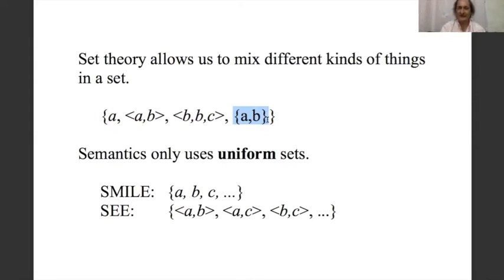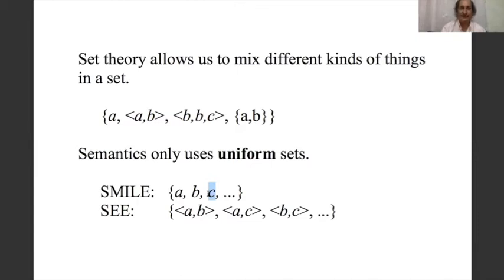Although set theory allows us to do that, semantics has no use for these mixed sets. Semantics only uses uniform sets. In the interpretation of smile, the denotation of smile, we said that was going to be a set of individuals. All of the things in here are individuals. We have A, that's one individual. We have B, another individual. We have C, another individual. We don't have ordered pairs. We don't have sets inside of here, just individuals.